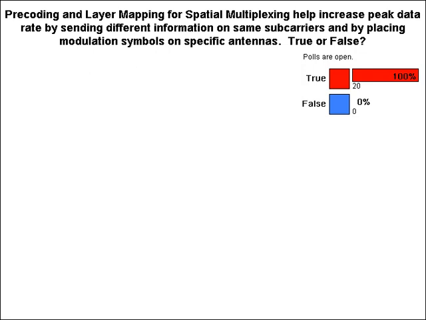100% correct answer. Very good. So precoding and layer mapping will let us know where to put the modulation symbols. And of course, for spatial multiplexing, we would put different information on the same subcarrier.